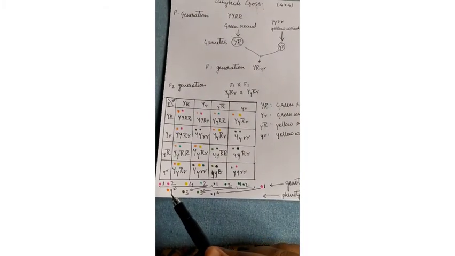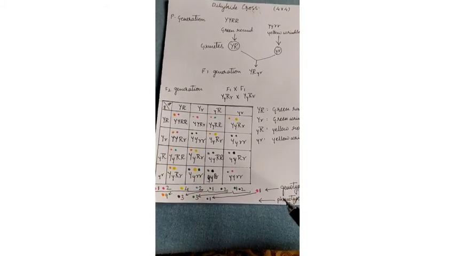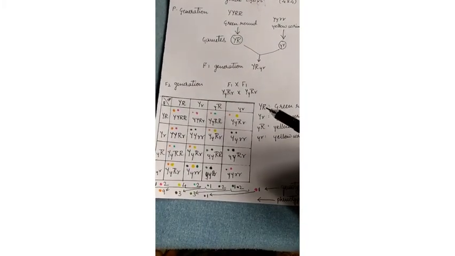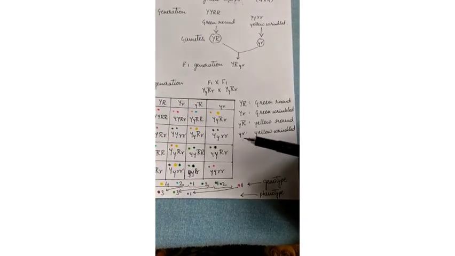Then we get phenotypically 9:3:3:1, that is the physical characteristics shown by these seeds when they are crossed with each other. Here 9 is capital Y, capital R, which shows green round, and 3 is capital Y, small r, which gives green wrinkled, and 3 we have small y, capital R, which gives yellow round, and 1 is the recessive, which is small y and small r, yellow wrinkled.